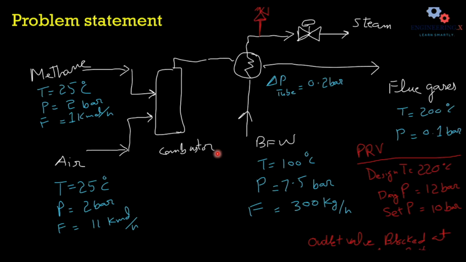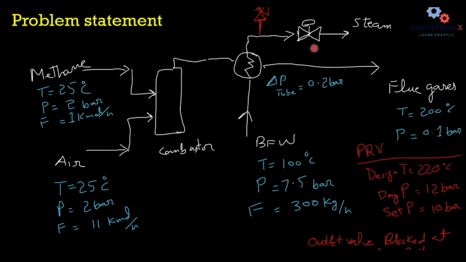So here is a boiler system. For simplicity, I am taking methane as a fuel, and air to burn the methane in a combustor. Then hot gases are produced that pass through a shell and tube heat exchanger, where boiler feed water passes through the tubes and converts into steam.